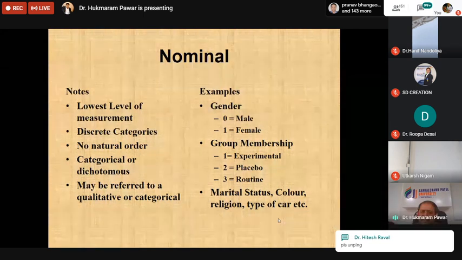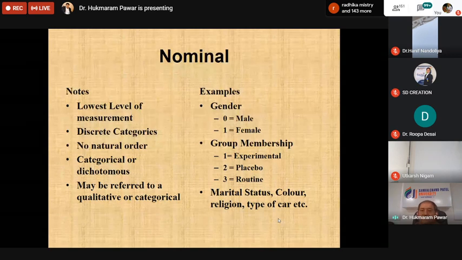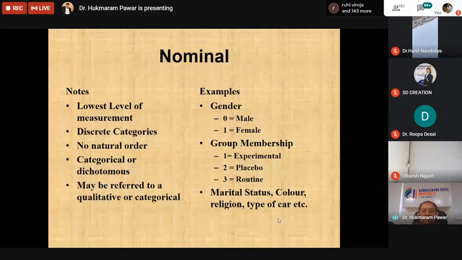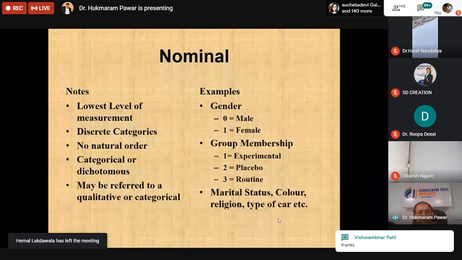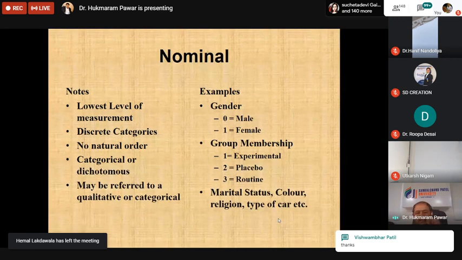Nominal is categorical data. First of all, it is non-numerical data, but we assign numbers. As the name suggests, we are just giving names to the data as per our convenience, our requirement, or as our conclusion requires. In simple language, it is just naming, a namkaran. We are just giving a name, an identification code. There is no significance to the number you assign.